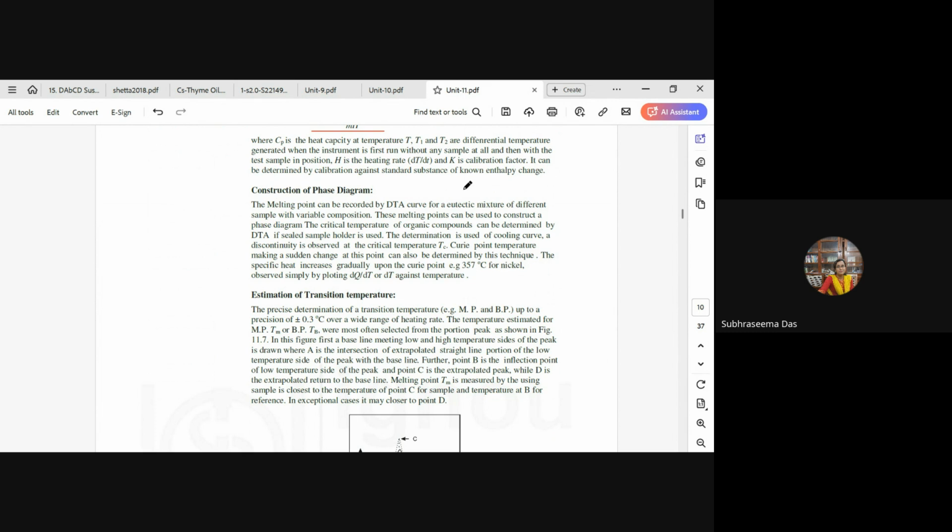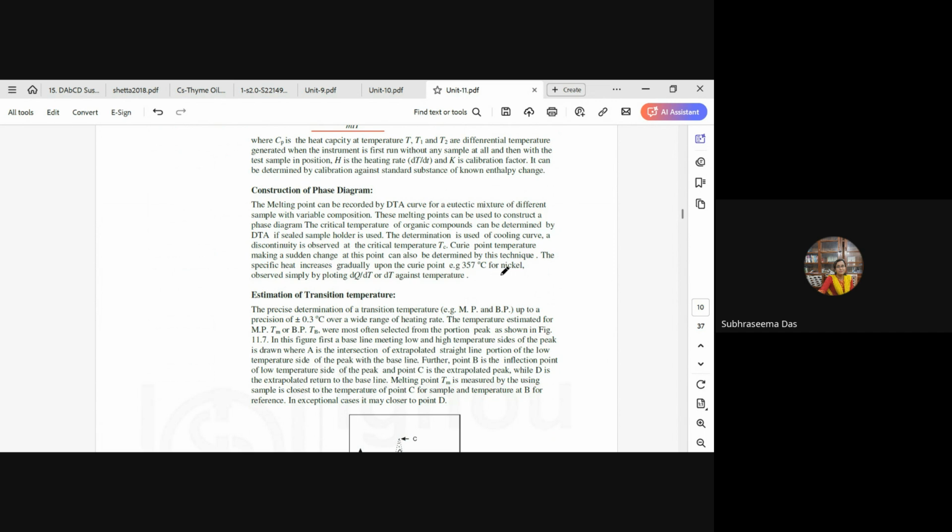These melting points can be used to construct a phase diagram. The critical temperature of organic compounds can also be known. The Curie point temperature, that is called the TC, can also be studied from this phase diagram using DTA curves.